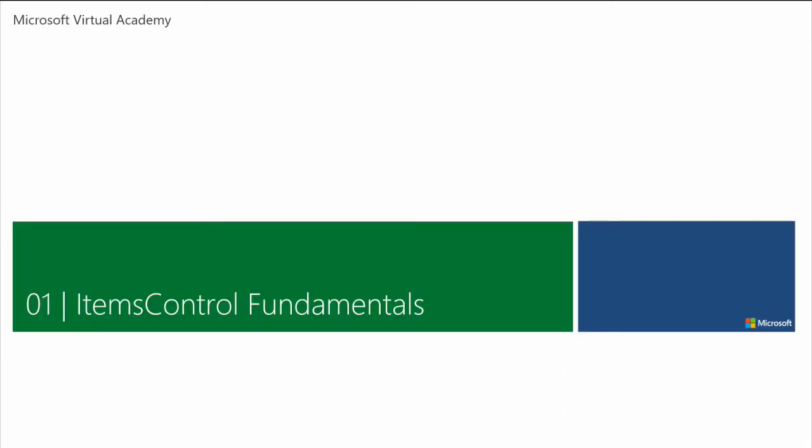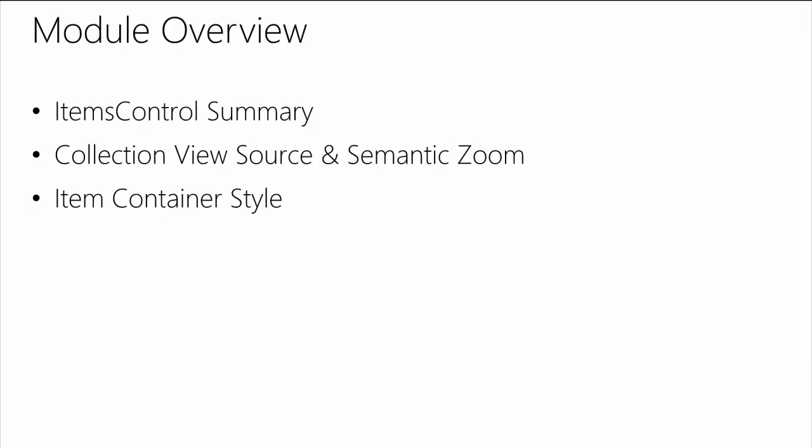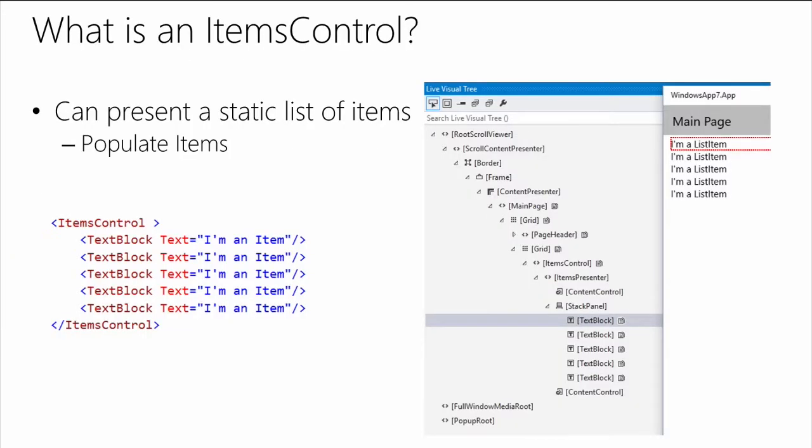Perfect. All right, let's start off with just the fundamentals of the items control, which we know is the base of all the repeaters inside XAML. Sounds like a plan. So, what is an items control? Well, it's a good question, a good place to start. There are a number of different iterations of an items control within the XAML framework, but at its basis, it presents a list of items, kind of self-evident in the title.